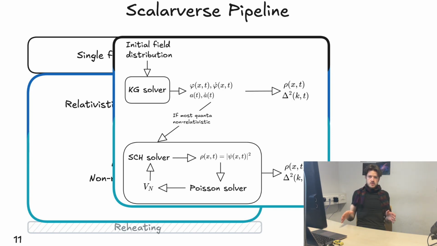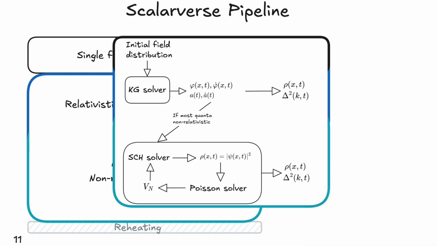So how does this work? The pipeline of Scalarverse, as I mentioned, is you have some initial field distributions from inflation, and you input those into the Klein solver. Then the Klein solver outputs the field values at certain times and certain grid points, even the scale factor evolution. And if you think about it, the scale factor evolution or the equation of state in the Klein regime is non-trivial because you don't have one certain equation of state because the inflaton oscillates. And with these field values, you could calculate these energy densities at certain grid points. And of course, you could also take the dimensionless power spectrum and examine this.